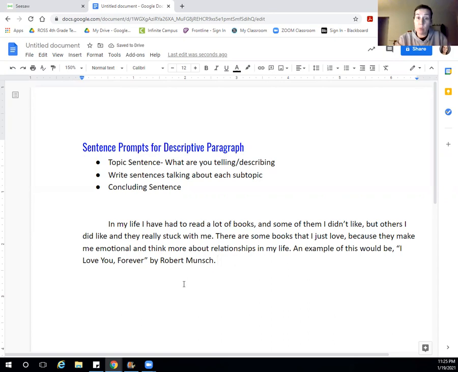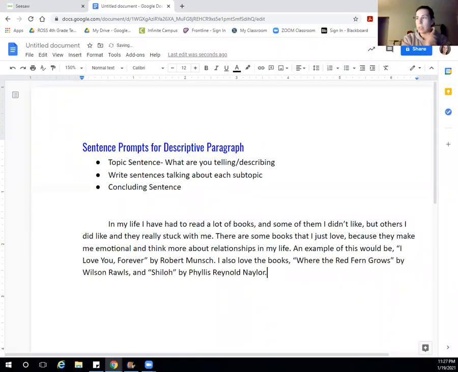All right, now I'm going to move on and think about other books that I have. And I think I'm going to write about the ones about the dogs. So that would be next in how I want to plan and organize this. My sentence is, I also love the books Where the Red Fern Grows by Wilson Rawls and Shiloh by Phyllis Reynolds Naylor. I'm going to add some details as to why, though. Why do I love those books? I wouldn't be describing why if I just listed the books without giving any details. So I'm going to go ahead and do that.